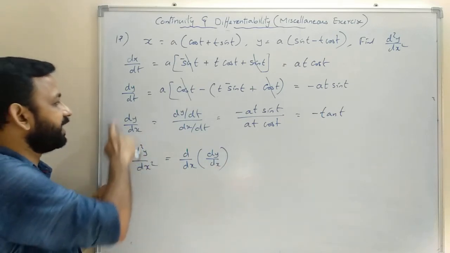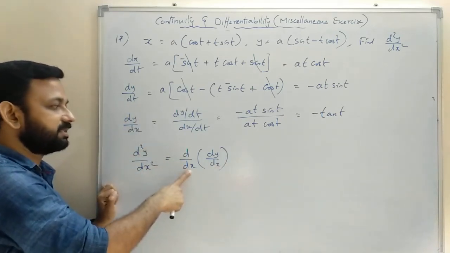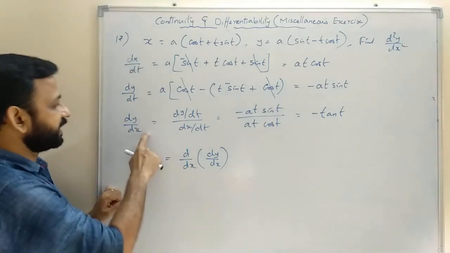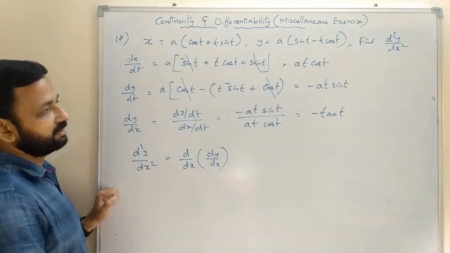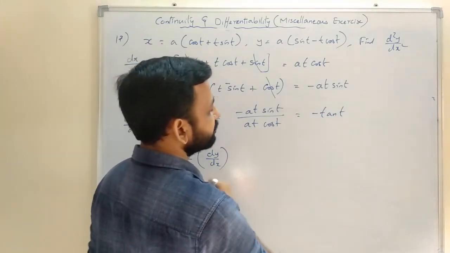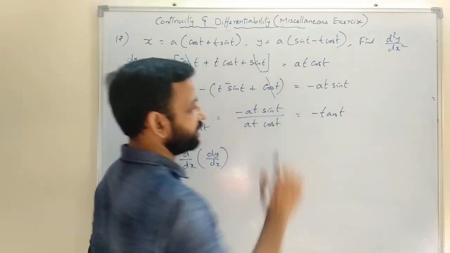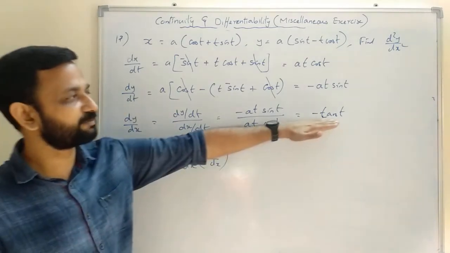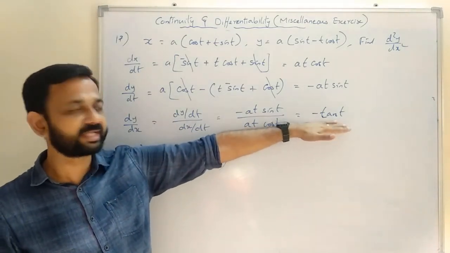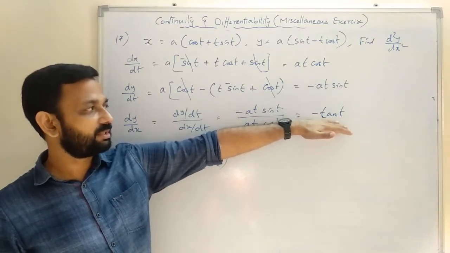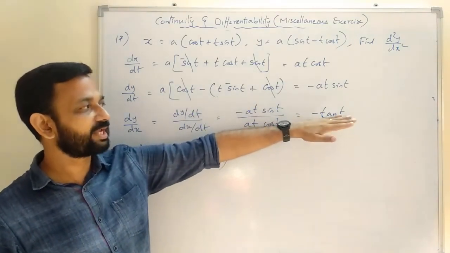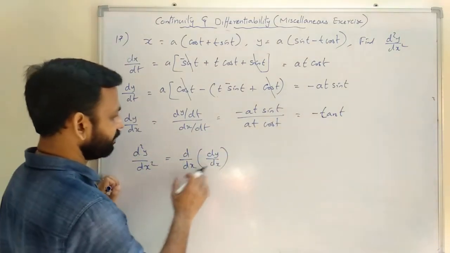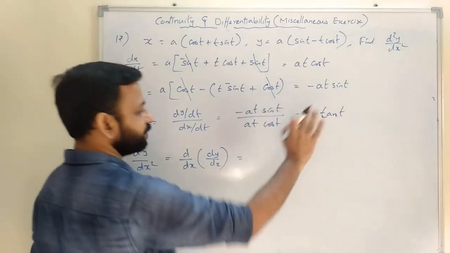So when we differentiate dy/dx with respect to x, we will get d²y/dx². But this is our expression, and here the variable is t, this is tan t minus tan t. So we cannot differentiate this expression with respect to x because the variable is not x. But t is a parameter, so we can differentiate with respect to t only.